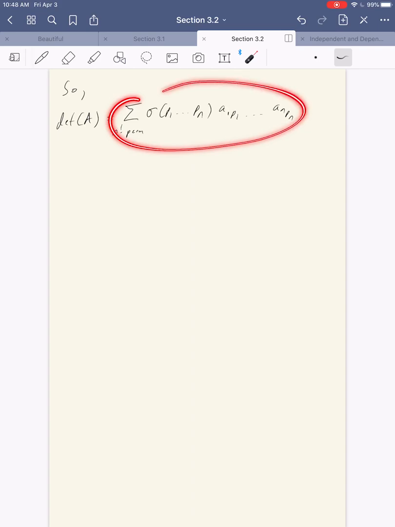So let's think about what this tells us. This tells us that the determinant of A, which we know is that giant sum over these n factorial permutations, P1 down to Pn, of A1,P1 through An,Pn. Well, this whole sum is sort of meaningless because we just found out there's only one product that is potentially non-zero.